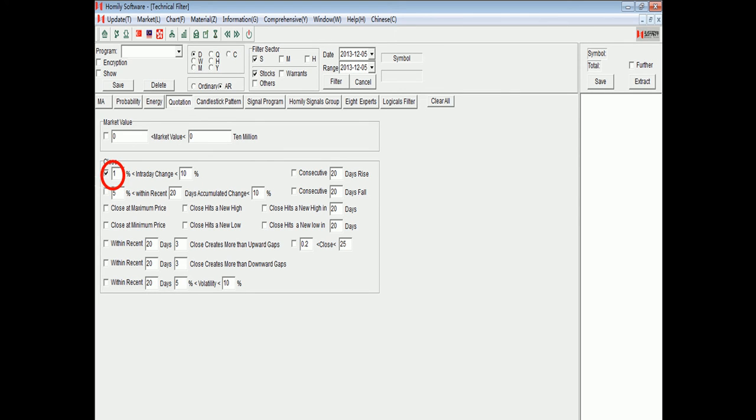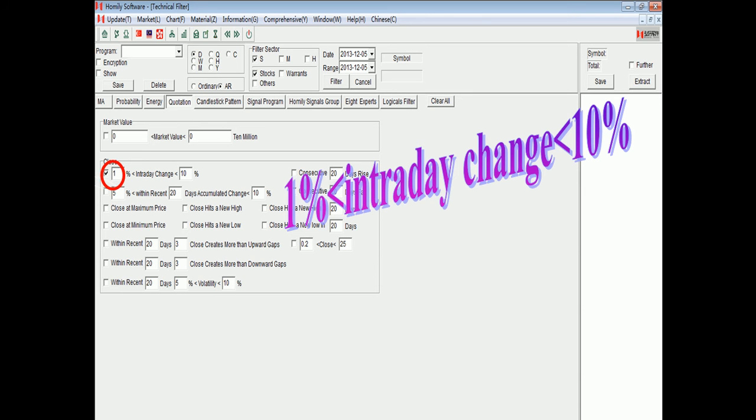The second condition is intraday change from 1 to 10 or 1 to 20. It's up to you, but 10%. 1 to 10 or 1 to 20 also works. Okay, this is the filter method. Then I'll teach you how to do that. Let me show you.